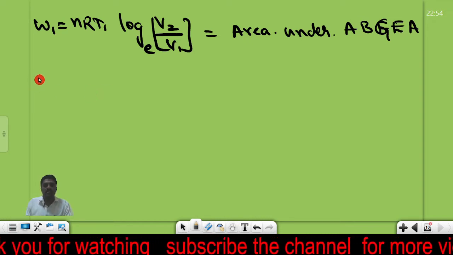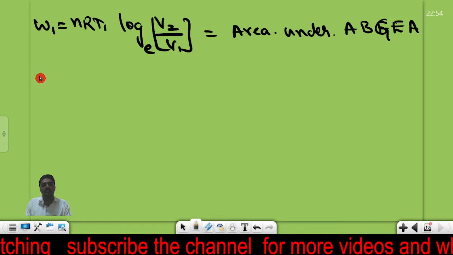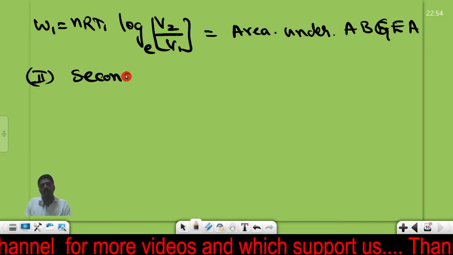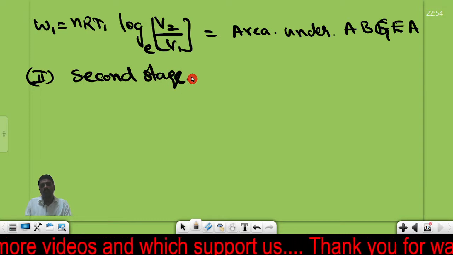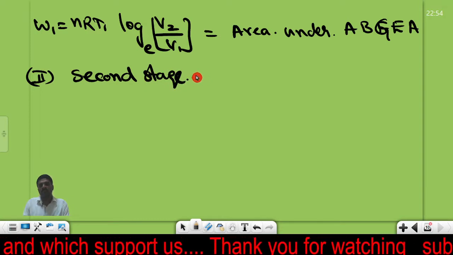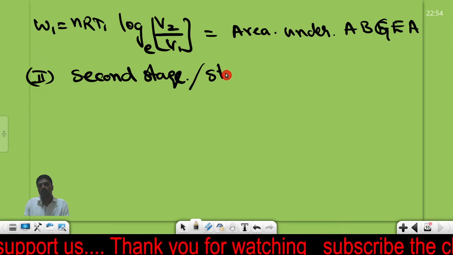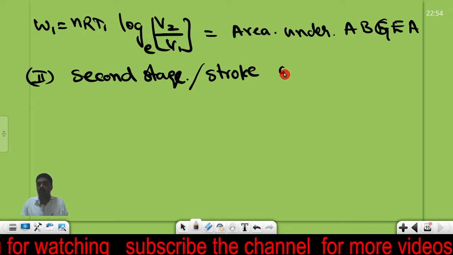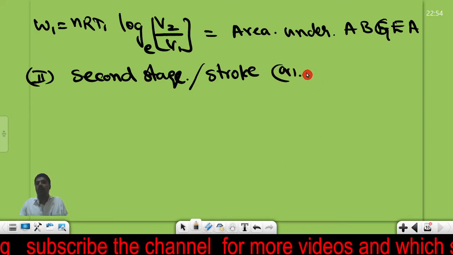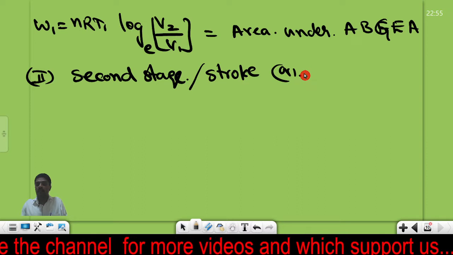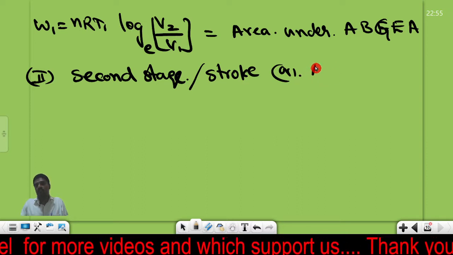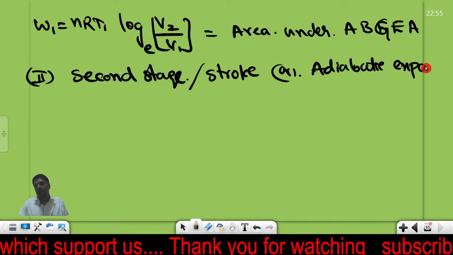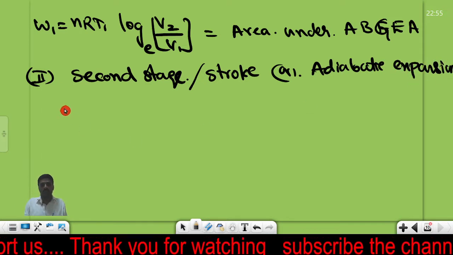Now let me go to the second stage. The second stage, or second stroke, of this process is called an adiabatic expansion process. It is an adiabatic expansion graph.